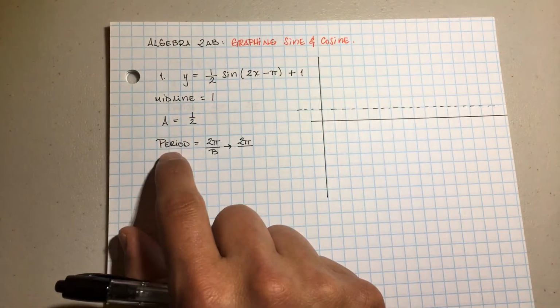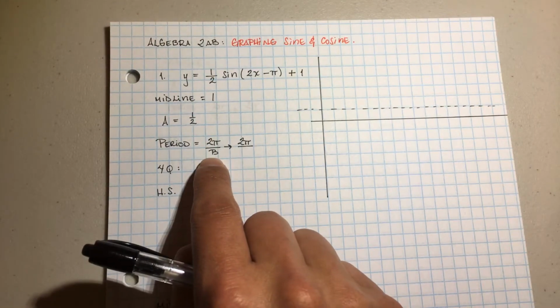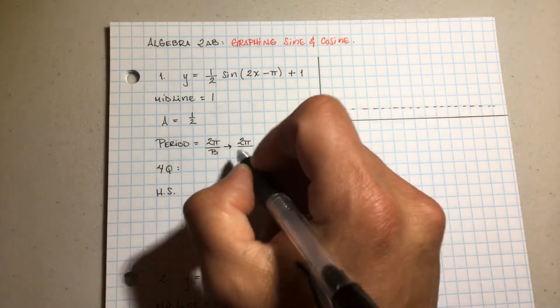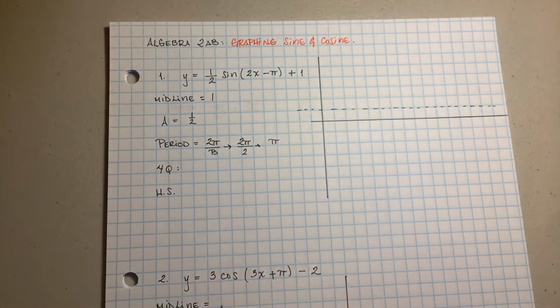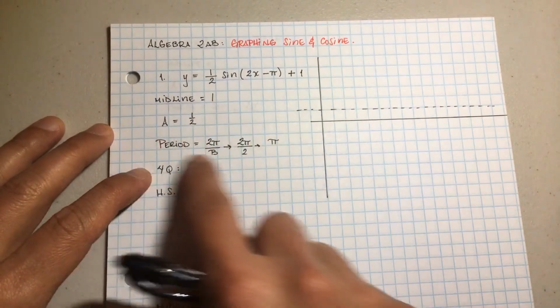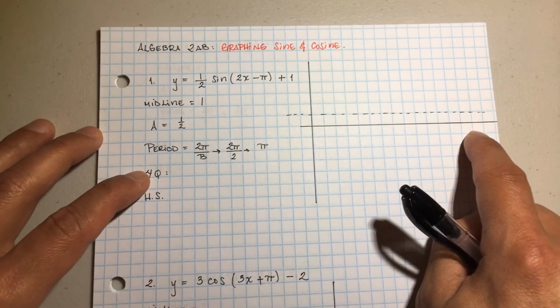Our period, what's our period? Well, our period is defined by 2 pi divided by the b. The b is the number that's in front of the x. So in front of the x, there's a 2. So I'm going to put a 2. I'm going to simplify, so that's going to give me pi. All right, cool. What does that mean? That means by the time we finish one cycle, I'm going to end up with pi. So that means by the time I end up over here, it should be pi.